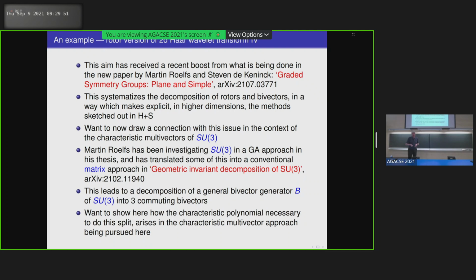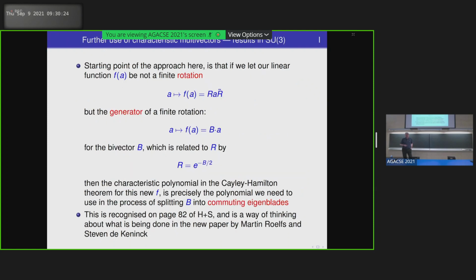But Martin began looking at SU3, coming out of his particle physics work in a geometric algebra approach in his thesis. And he's translated some of that into a conventional matrix approach in this paper here. And that leads to a decomposition of a general bivector generator B of SU3 into 3 commuting bivectors. And what I want to show here is how the characteristic polynomial necessary to do this split arises in the characteristic multivector approach that we're pursuing here.